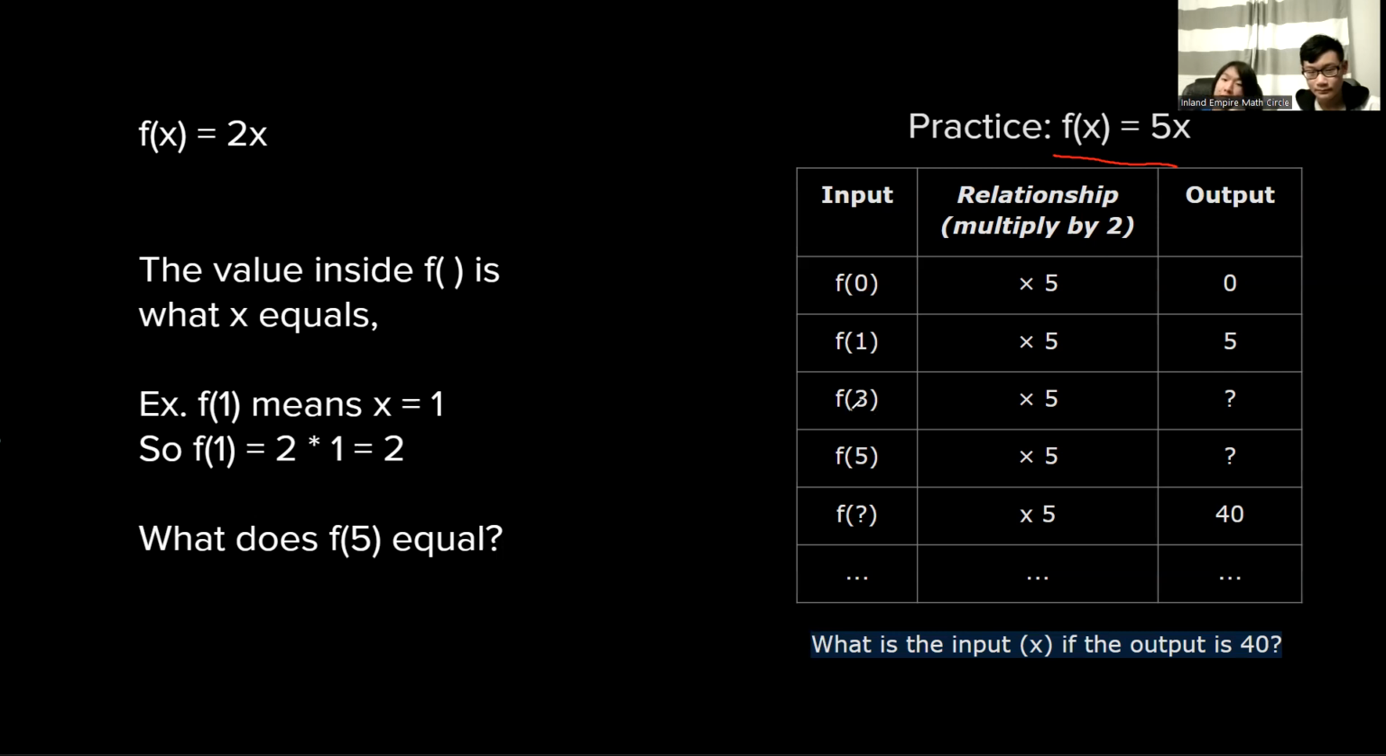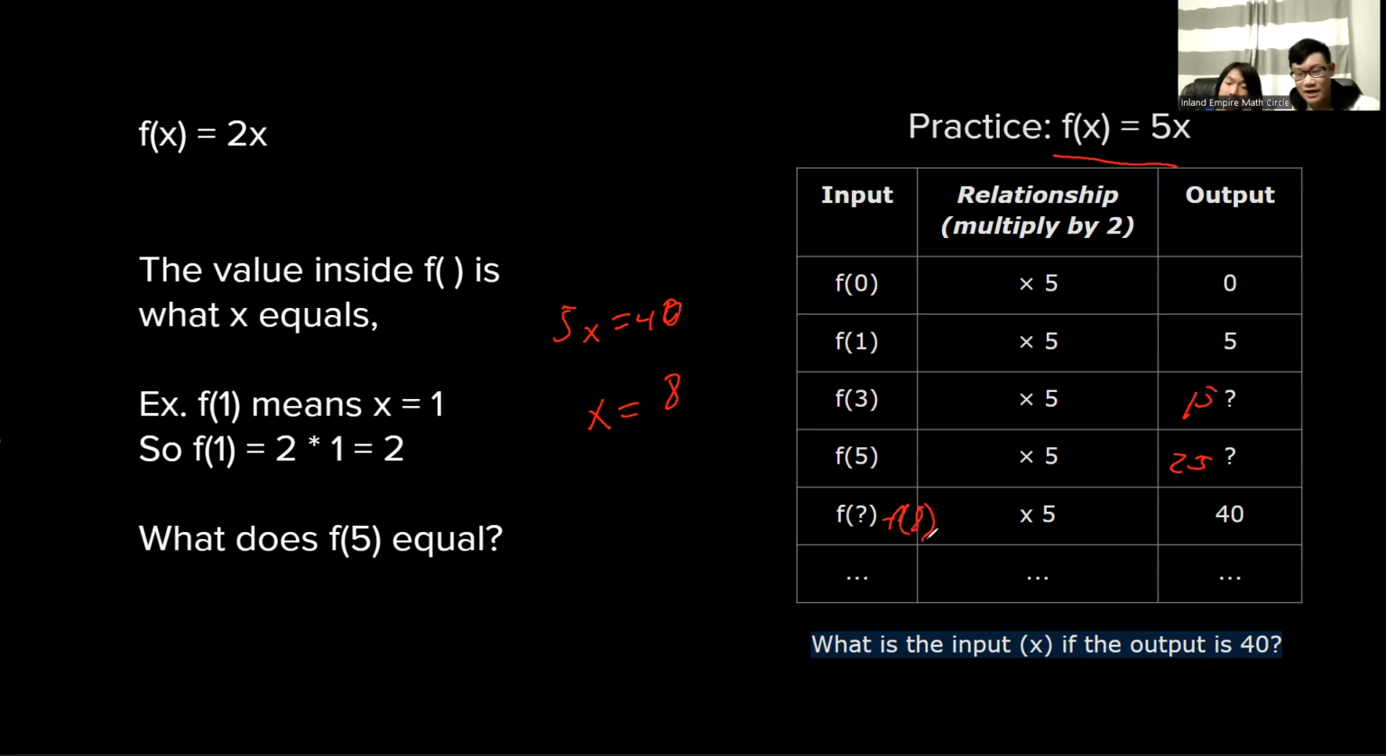So f of 3 here, we're just plugging in 3 for x. 3 times 5, of course, is 15. f of 5 here, same thing as earlier. 5 times 5, 25. And then here for this question, we're sort of working backwards. So we have our output. We do not have our input. So if you know our function here is 5x, and we know our output equals 40, then we can very easily solve for x, like we learned, I think, a while ago. Just divide both sides by 5, and we get x equals 8. So this here would be f of 8.